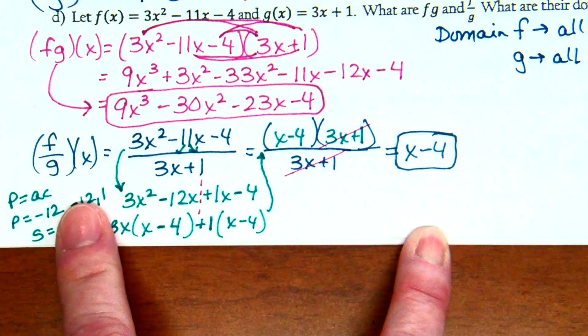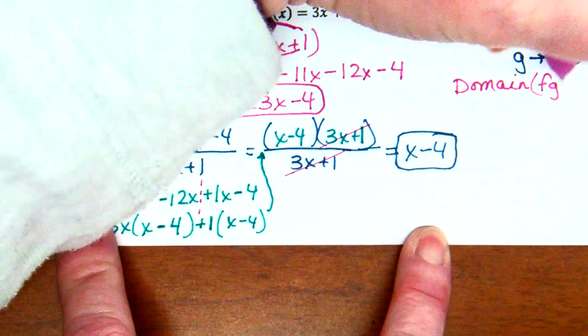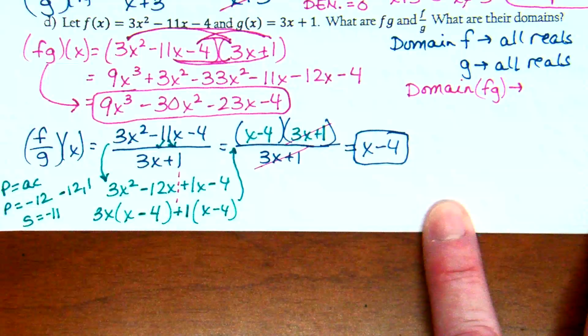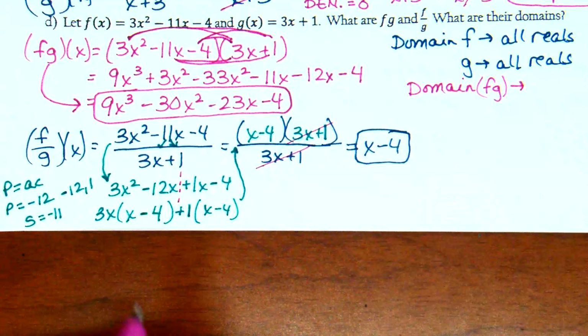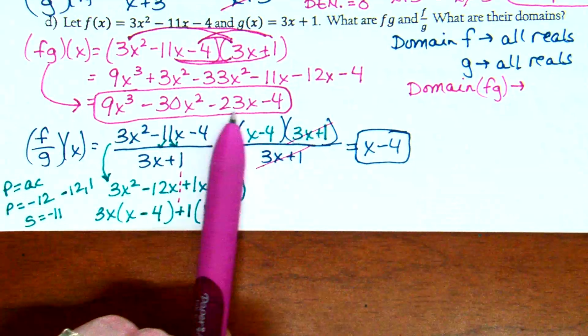Now we need to talk about FG. F was all reals. G was all reals. We multiplied those and we got FG, which is this expression here. Any square roots or fractions I have to watch out for? No, so FG is all reals.